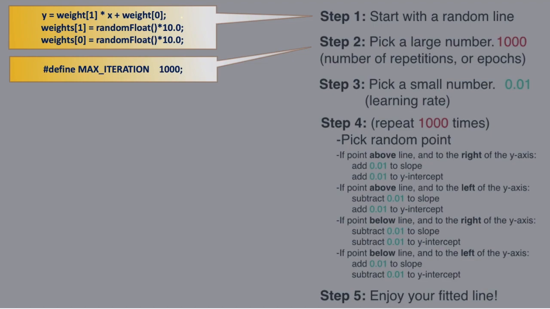Step 2. We will define a constant called max_iteration with value 1000 as the number of iterations we will run through the dataset.